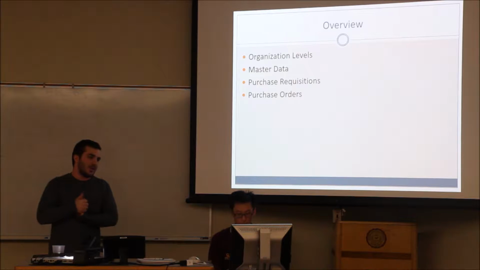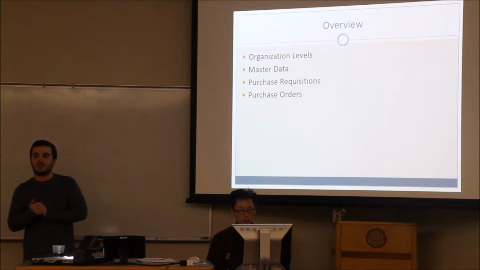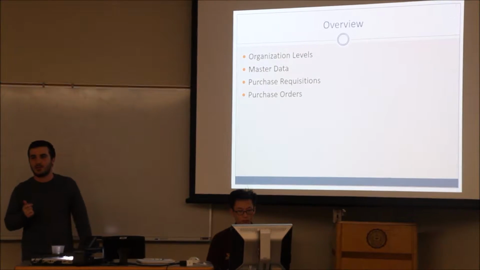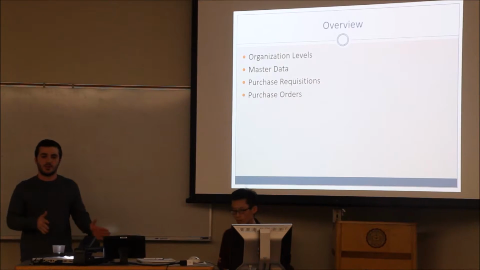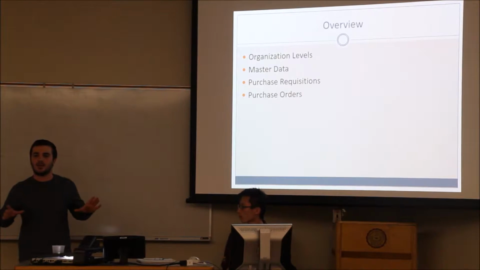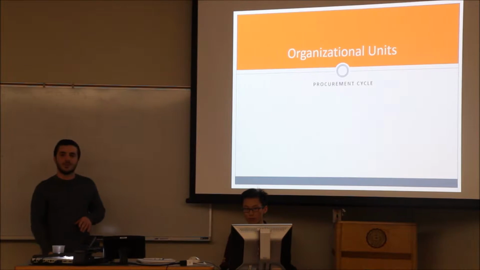We're going to go over the organizational levels, master data, purchase requisitions, and purchase orders. Purchase requisitions and purchase orders are the first two steps of the procure-to-pay cycle. So we're just going to do those two since there's a lot in them. And then next week we're going to finish the cycle.